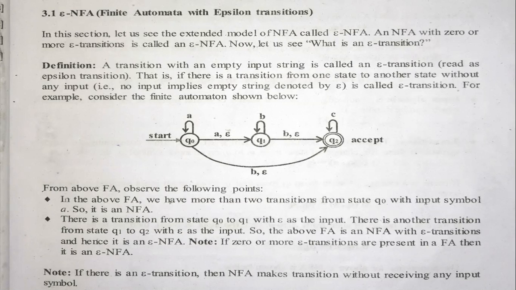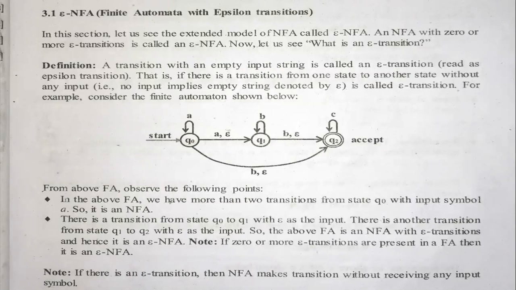For example, consider the finite automata shown here. You can observe Q0, Q1, Q2 are the three different states. Q0 is the start state, Q2 is the final state. We can easily identify that there are a total of three input alphabets: A, B, C. Observe it carefully.